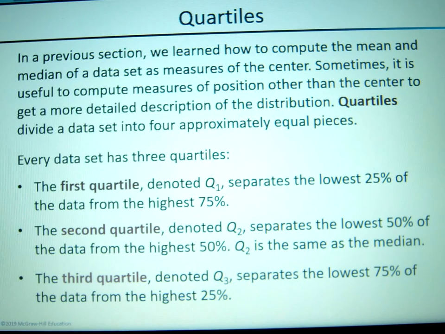So the first quartile, denoted by Q1, separates the lowest 25% of the data from the highest 75% of the data. The second quartile, denoted as Q2, separates the lowest 50% of the data from the highest 50% of the data. Q2 is also called the median. So the median is also the second quartile. The third quartile, denoted as Q3, separates the lowest 75% of the data from the highest 25%.